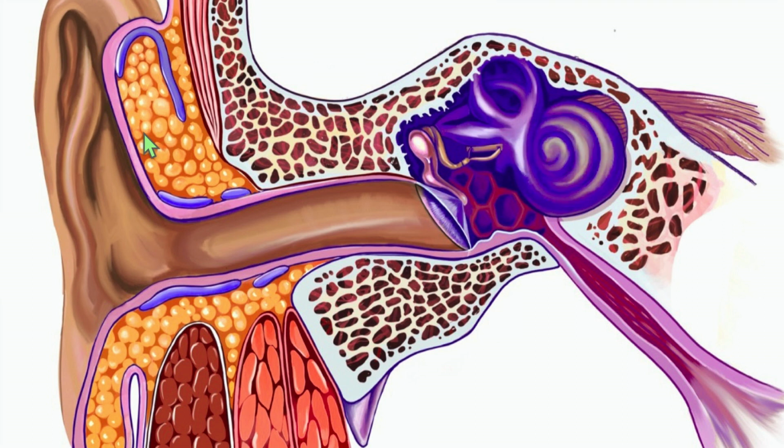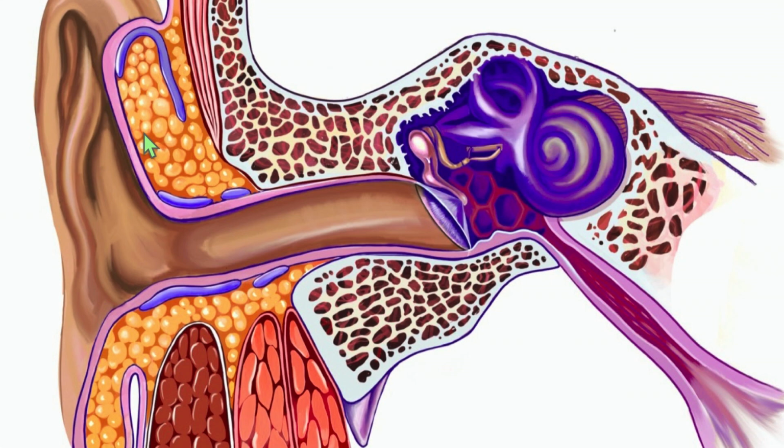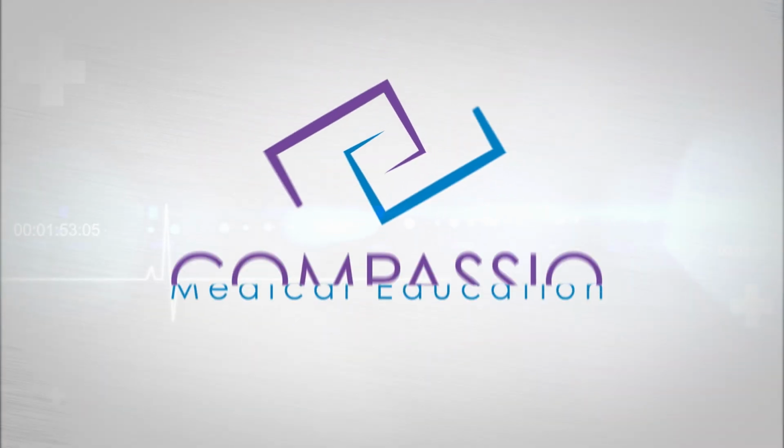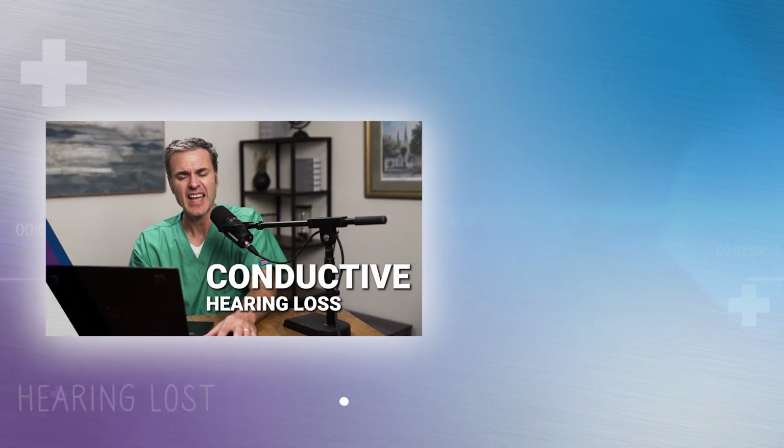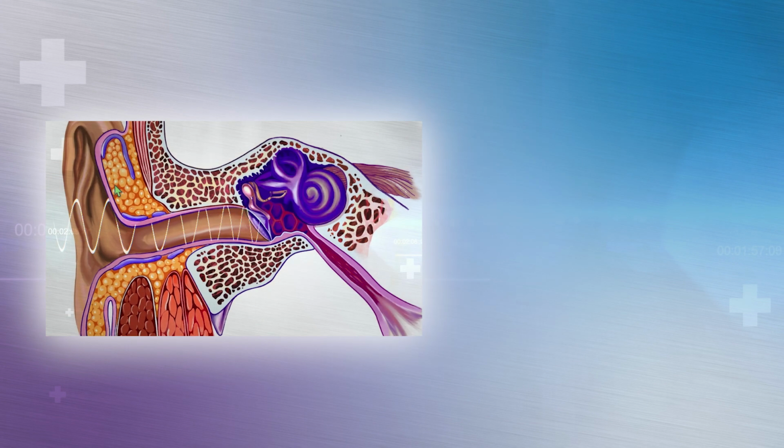And that hair cell movement will send a signal to the 8th cranial nerve or the hearing nerve. That nerve will go to your brain and then you can hear. In another video, we go over the two types of hearing loss, conductive hearing loss or nerve hearing loss. Check out that video as well.